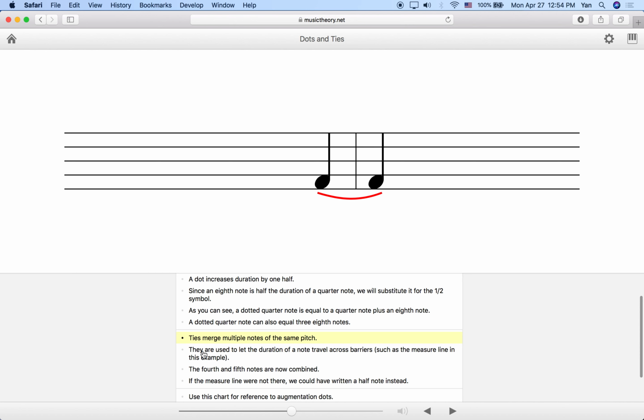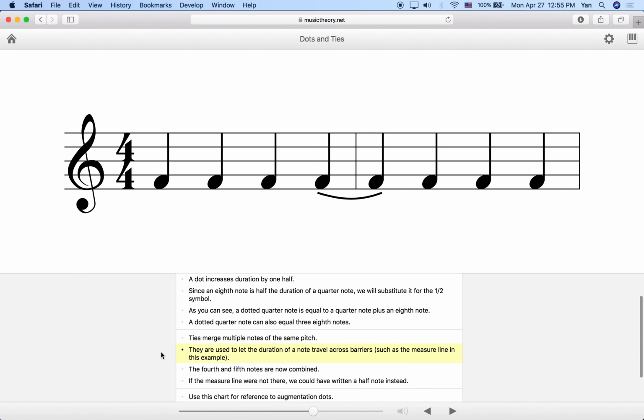Okay. So the reason why we use ties: we could have written this as a half note instead of two quarter notes, right? Now, if you notice here, there is a bar line written in between them, and that's probably the main reason why ties are used. Ties are used to let the duration of a note travel across a barrier in music. And by barrier, we mean a bar line or something that's splitting up that value.